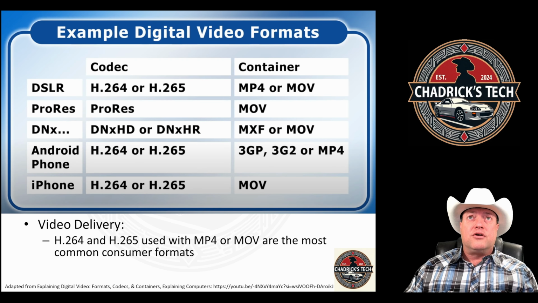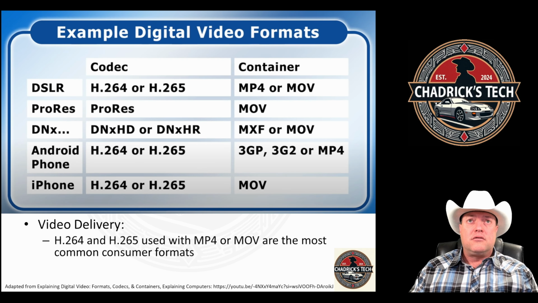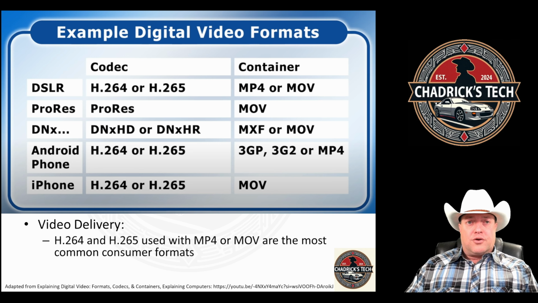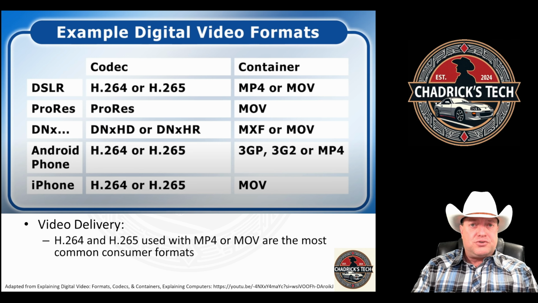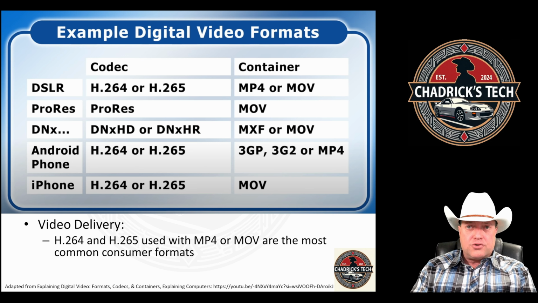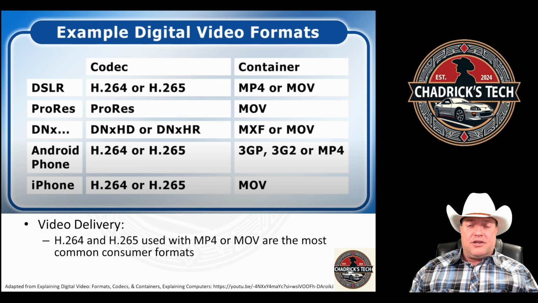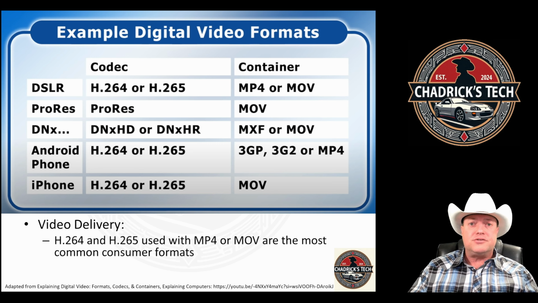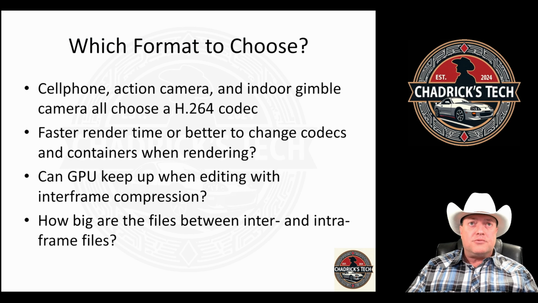So what we're going to look at is, what are you using? It helps you understand what codec you're probably using, and then what container you're probably using. For video delivery, H.264 and 265 are most commonly used with MP4 or MOV. So you're looking at your DSLR, your ProRes, your Android phones, your iPhones. All of these are very commonly used. So what I tried to do was scale down and make sure I was evaluating the most common codecs and containers for the editing render times.